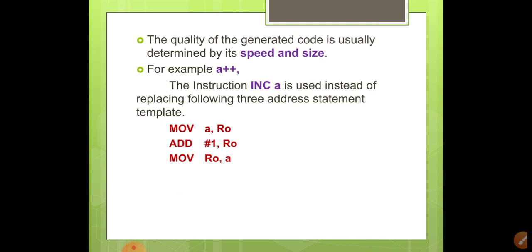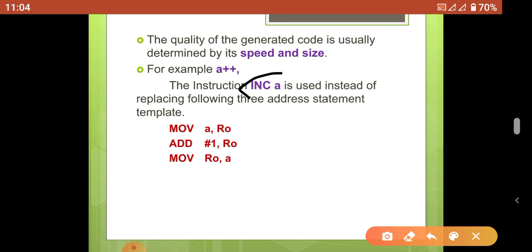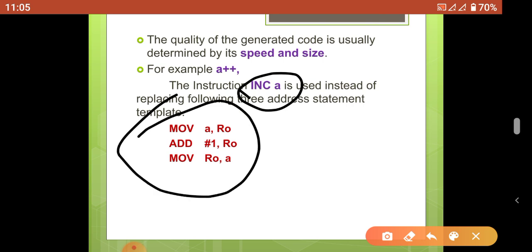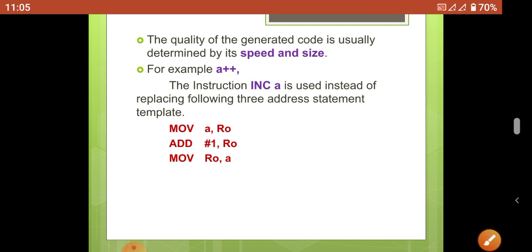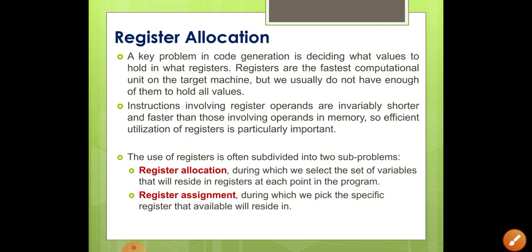And this one we already discussed. A plus plus can be easily replaced by INC A. Suppose we are not using the INC code, then we need to translate A plus plus into 3 kinds of machine instructions. Next we are going to discuss register allocation.